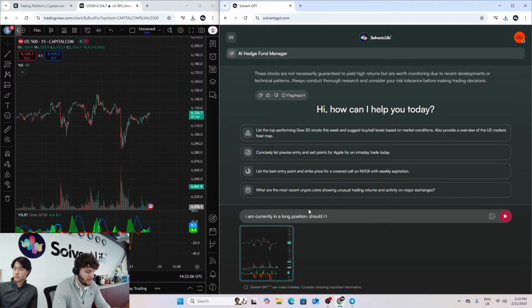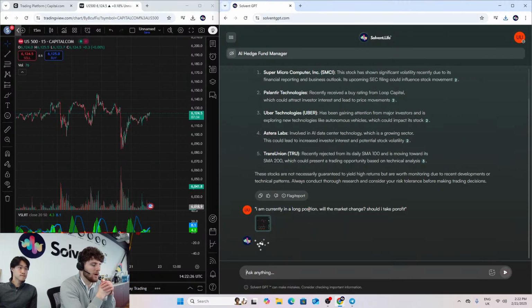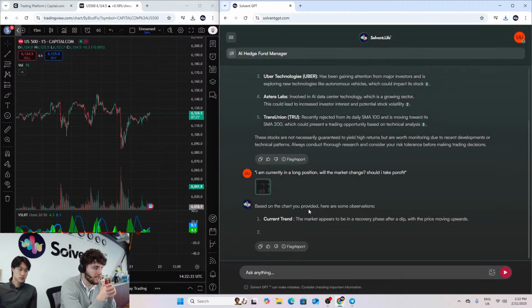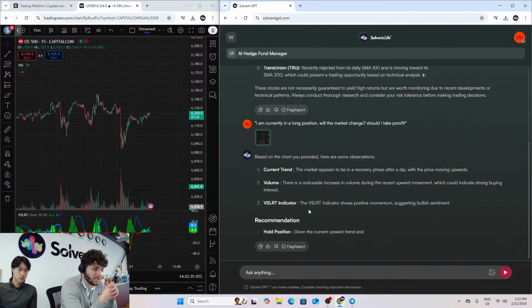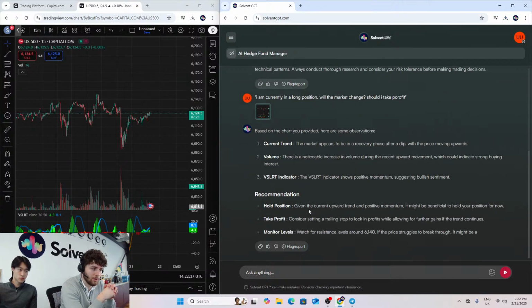Will the market change? Should I take profits? So of course, not the most beautifully worded prompt, not a fantastically phrased prompt. The software will have absolutely no problem understanding exactly what I mean and what I should really do.